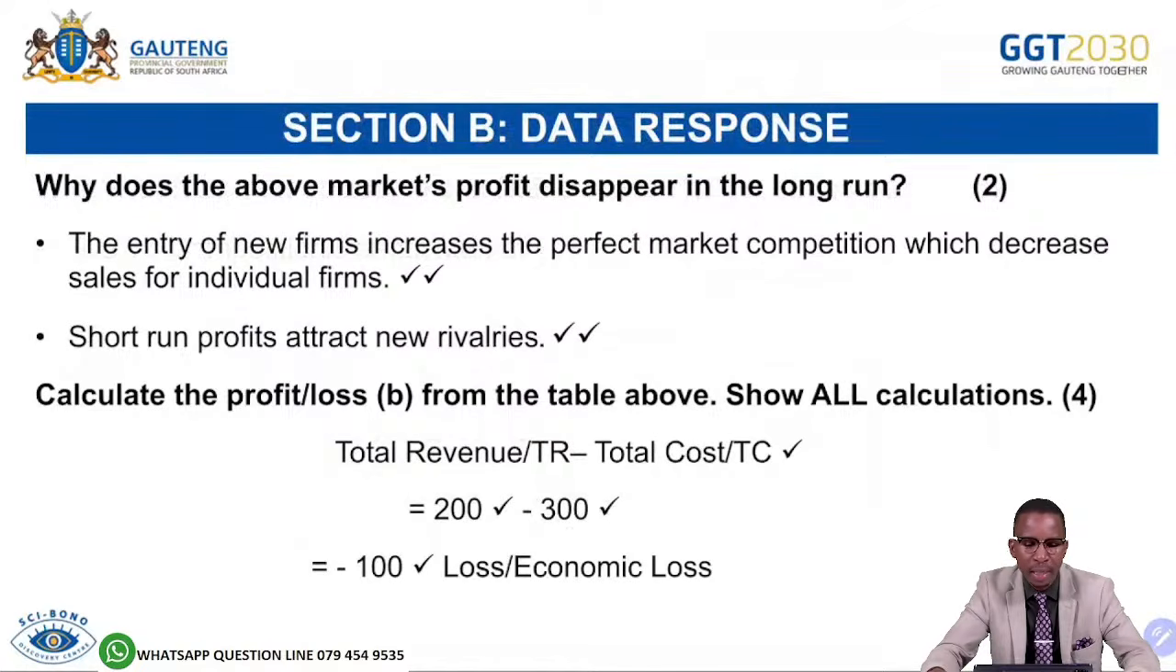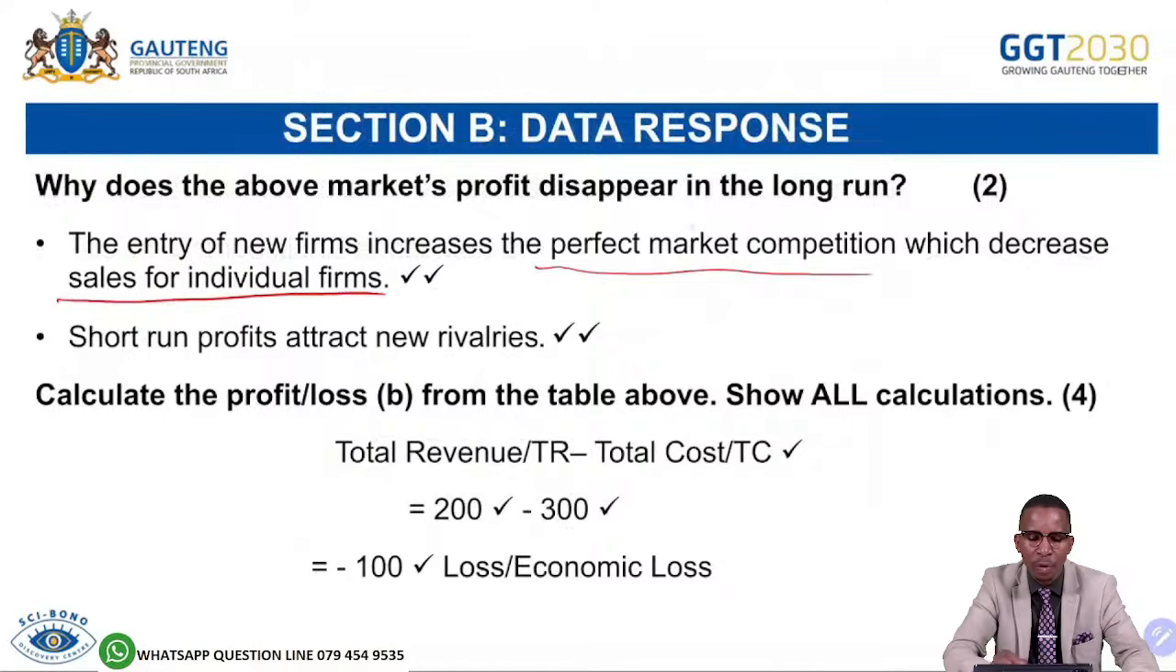And then we continue. Why does the above market profit disappear in the long run? So why does the profit for the perfect market disappear in the long run? Remember, it mainly disappears because in the long run, all inputs are flexible, all factors of production are flexible. So for that reason, firms can enter the market easily to increase the competition, which can result in the existing firms finding it difficult to produce more because of high competition. Their profits will then be reduced to the normal profit in the long run due to the fact that competition increases because of the market entry. The entry of new businesses increases the perfect market competition, which decreases sales for individual firms. Short-run profits attract new rivalries.